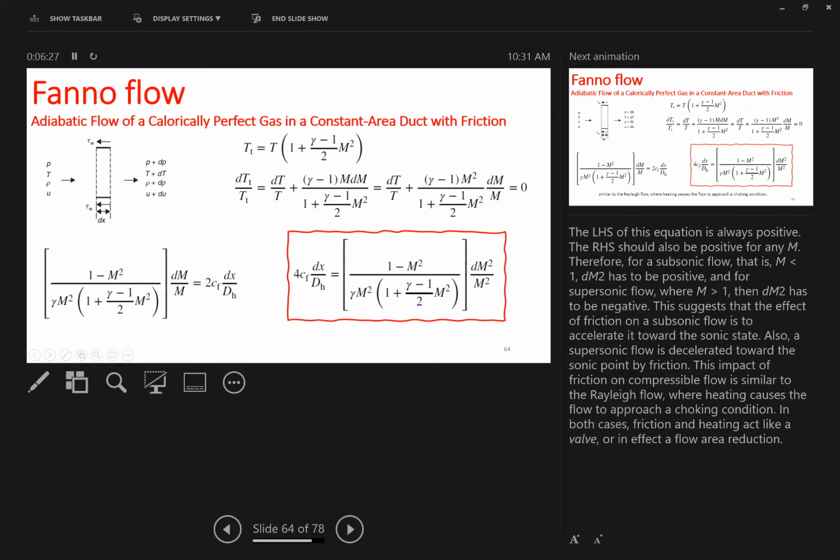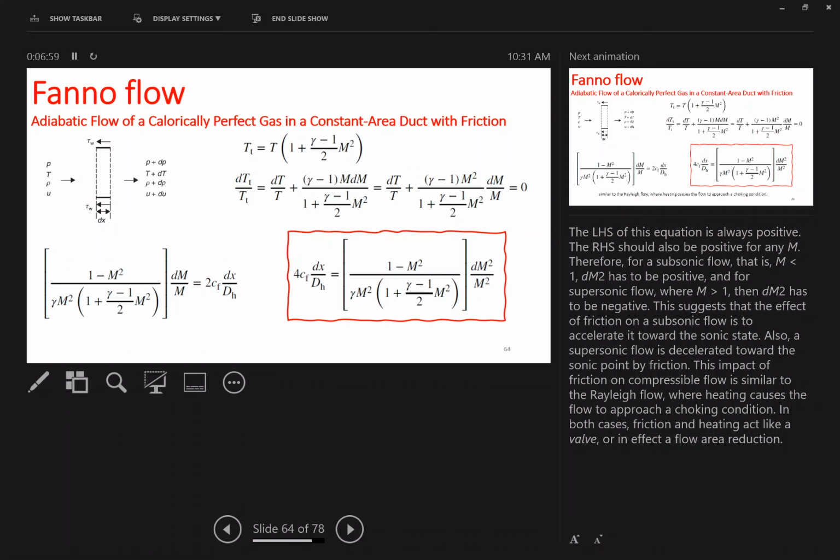And for air, or any kind of gas, gamma is 1.4, or larger than 1. So the second term in the denominator is also always positive. But what can we say about the term in the numerator? Is this always positive? Only if the Mach number is less than 1. If the Mach number is less than 1, this term is also always positive. But if the Mach number is larger than 1, then this term is always going to be negative.